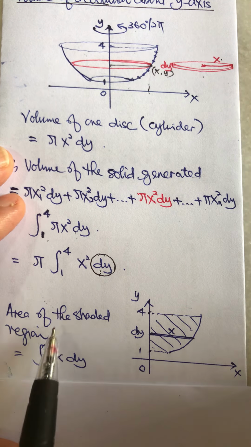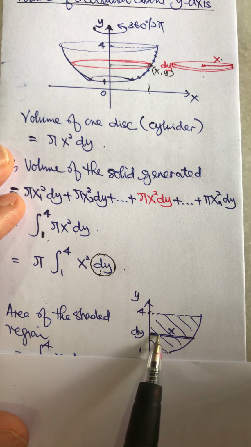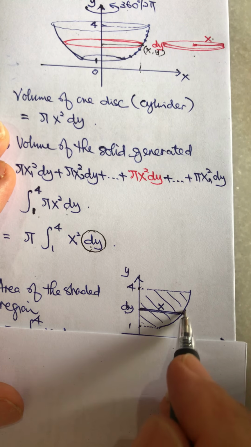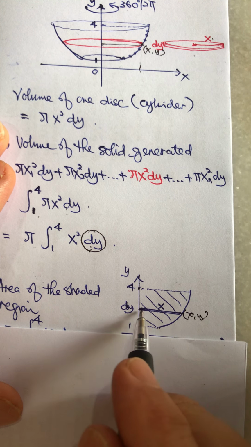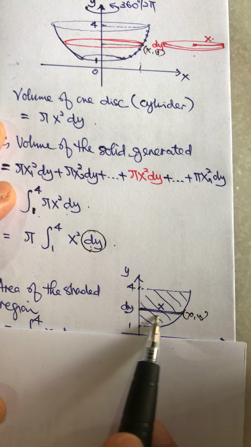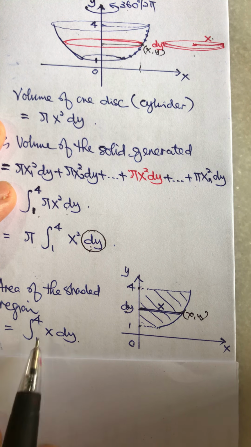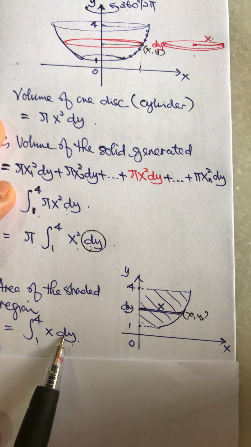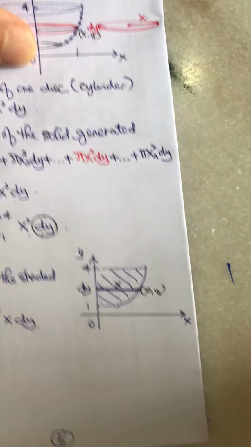Then you see for area. This point is (x, y), that means this is x, and this is dy. So if you want to find the area, it's x dy, from 1 to 4. You see, the formula is almost the same. That is how you find the volume.